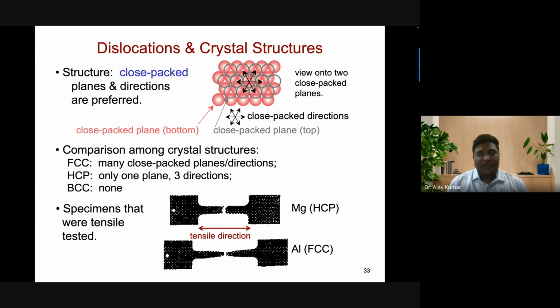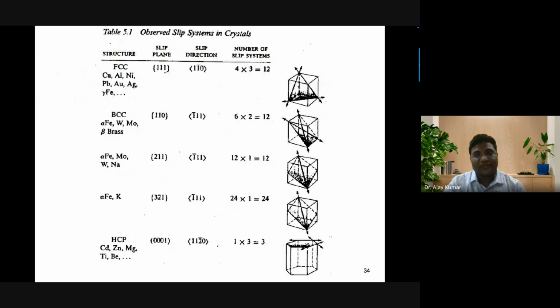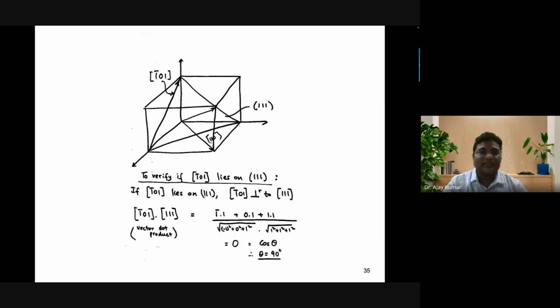So basically aluminum is having the close packing planes and directions, and that is why it is easy to deform, and it can deform significantly. Okay. And it is measurable as well. But in HCP, where our magnesium is having the HCP crystal structure, it has only one plane and three directions. So that is why the deformation is very less. Okay. So that is how you have to differentiate between these two different materials of two different crystal structures. So now you can calculate these things. You must have done this exercise.